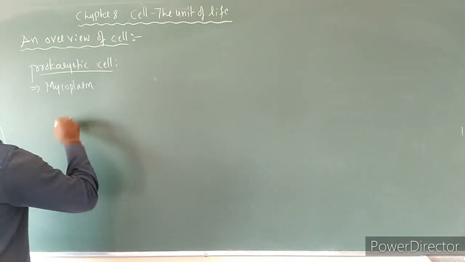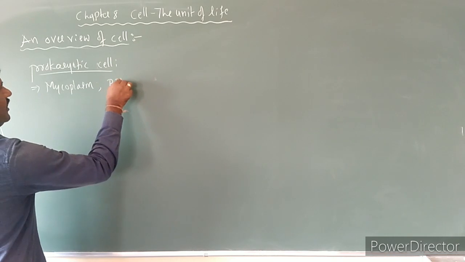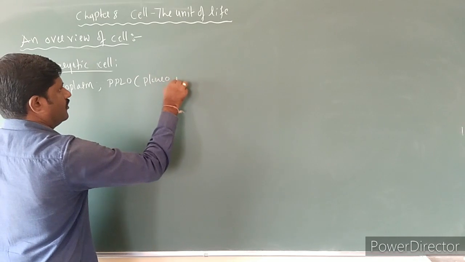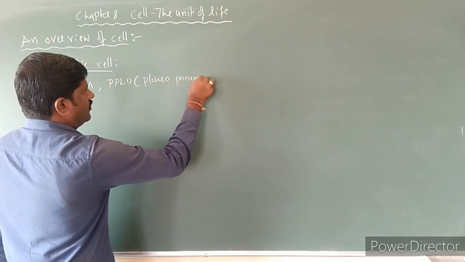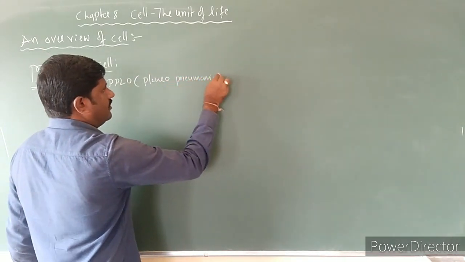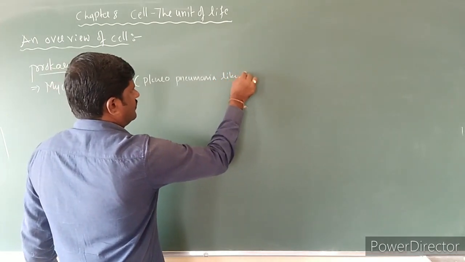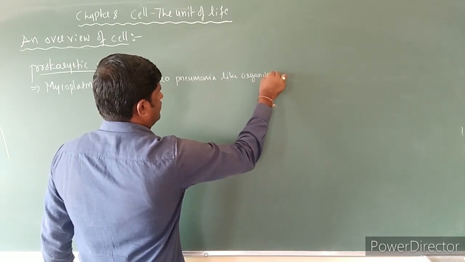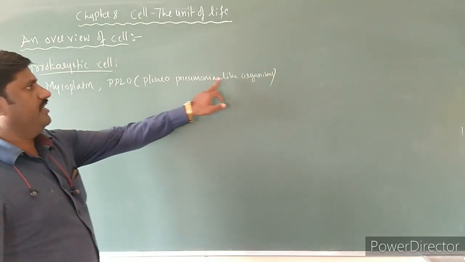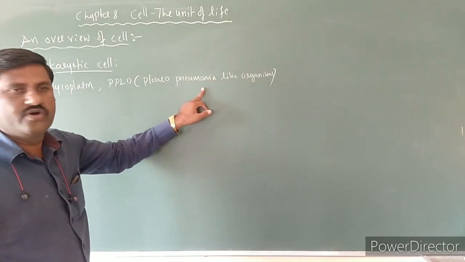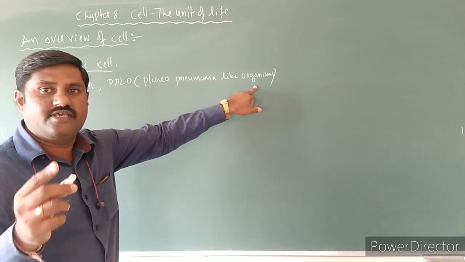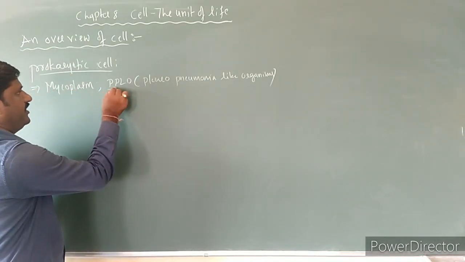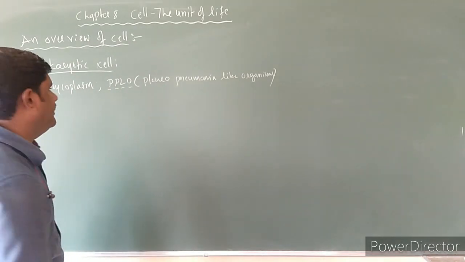So mycoplasma is one, and PPLO, very important, that is pleuropneumonia like organisms. This is more important, PPLO, that is pleuropneumonia like organisms. The expansion may be asked in the examination, that is PPLO, very important one.